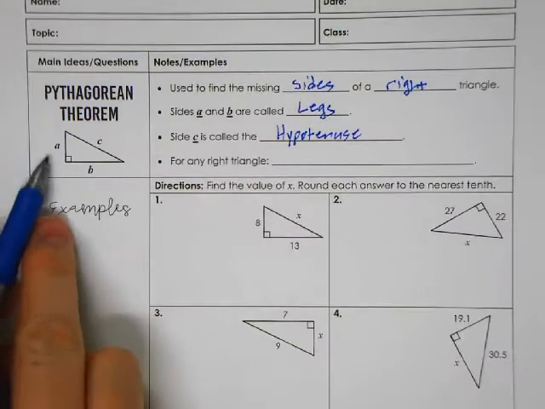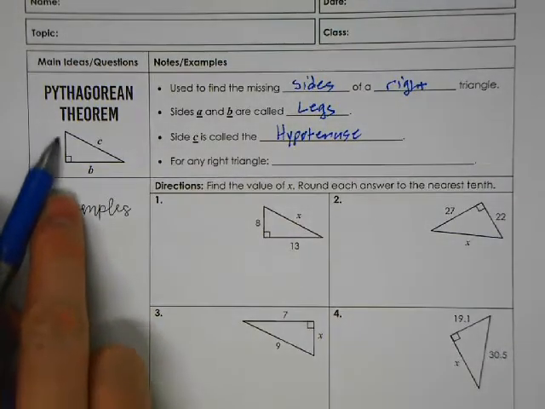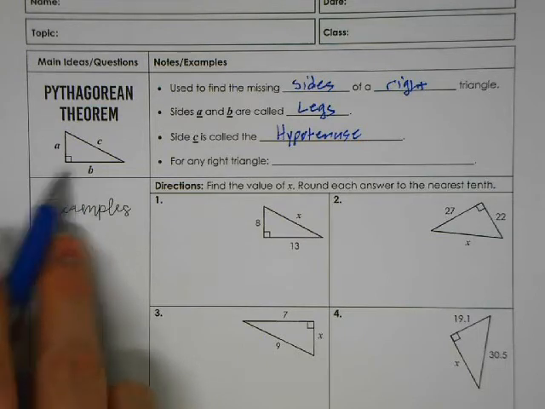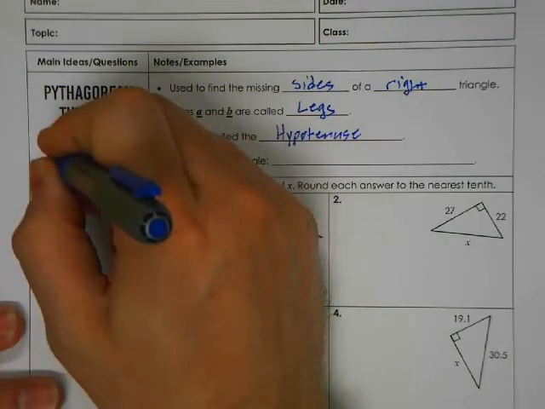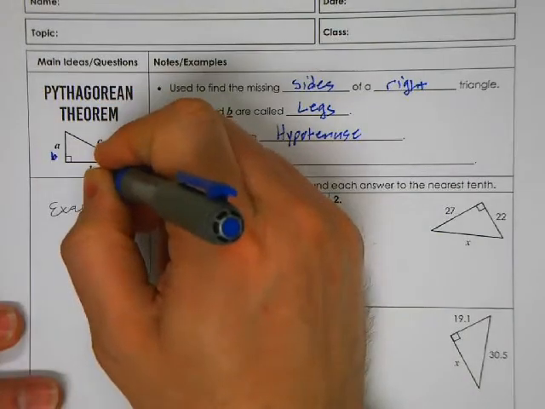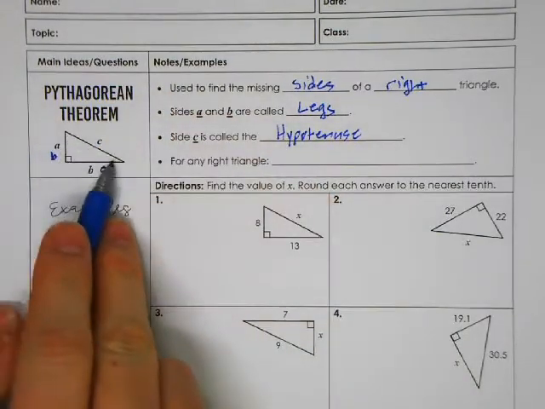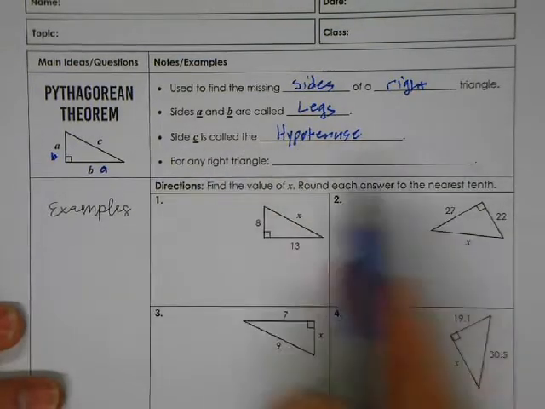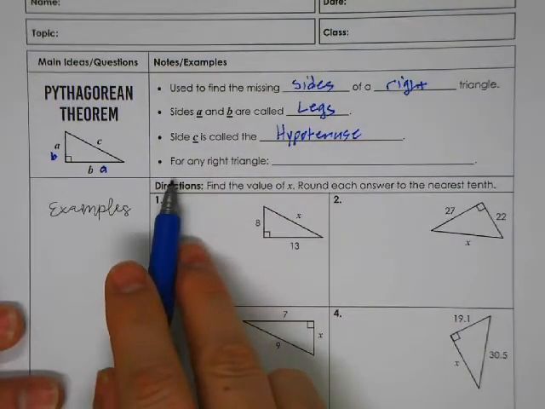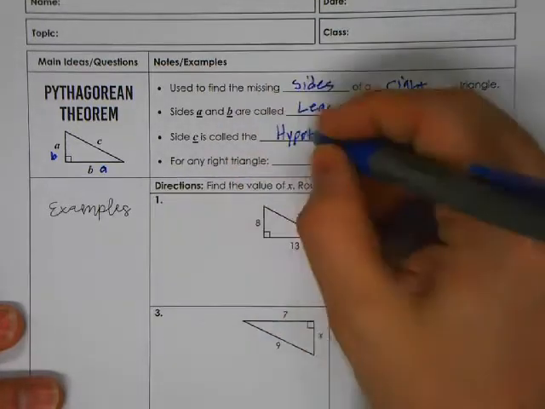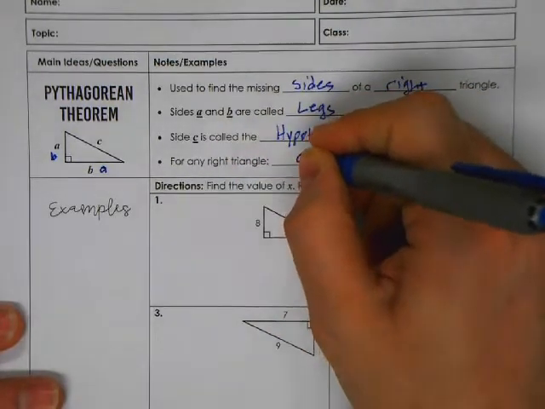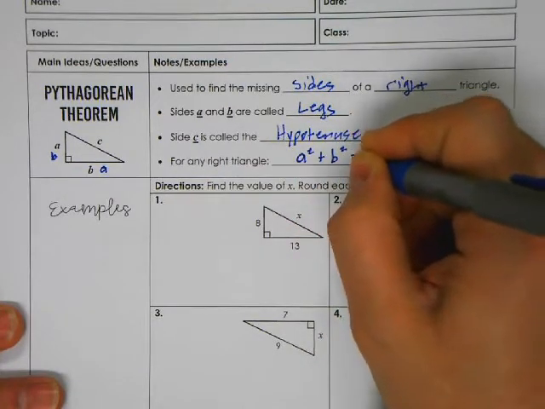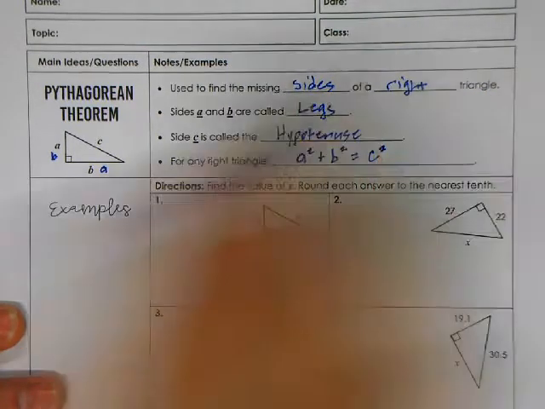Now, a lot of times, personally, I like to think of side A as whatever the shorter leg is, and side B as whatever the longer leg is, but that's completely arbitrary. I could have called this side here B and this side here A, but the hypotenuse, the side opposite of the right angle, is always going to be side C. And for any right triangle, we have a squared plus b squared is equal to c squared.